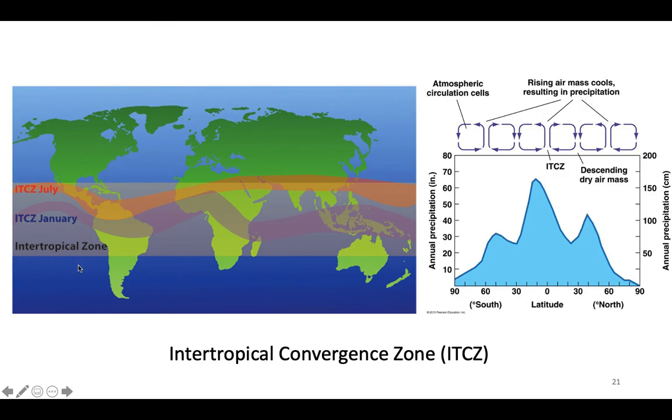And where these two trade winds interact, you get really, really high annual precipitation. It does actually fluctuate a little bit throughout the year. It mostly stays around the equator, and you can see that it's not a straight line across the Earth. But this whole area is the intertropical convergence zone.